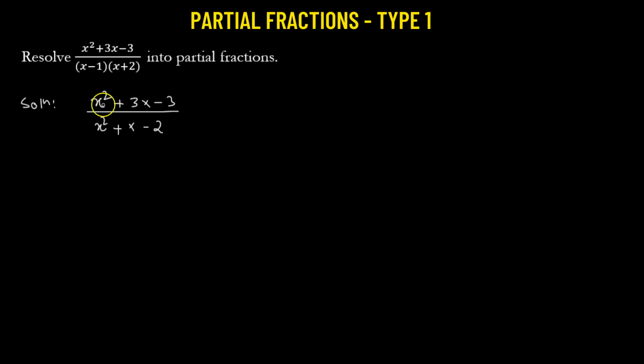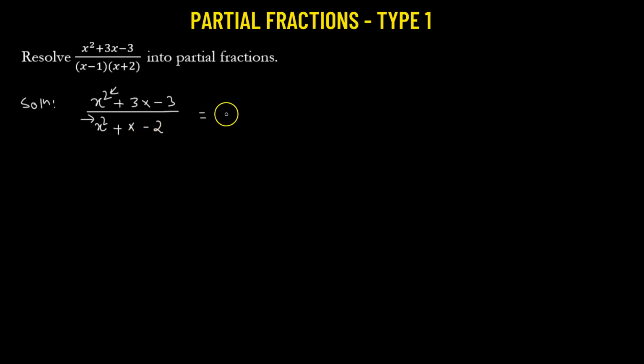Now, if we look at the degree of the numerator, it is exactly equal to the degree of the denominator. To check that, all we have to do is look at the power of x. The highest power of x in the numerator is 2, and the highest power of x in the denominator is 2 as well. So they have the same degree. And whenever we have the same degree, we need to divide the numerator by the denominator so as to make the degree of the numerator less than the degree of the denominator.